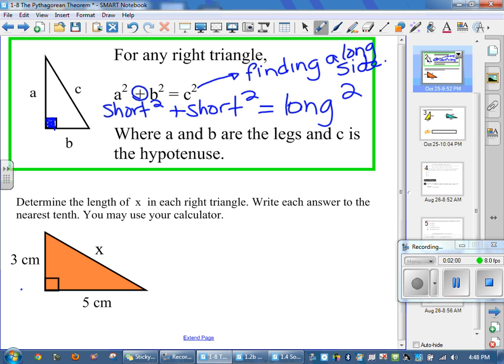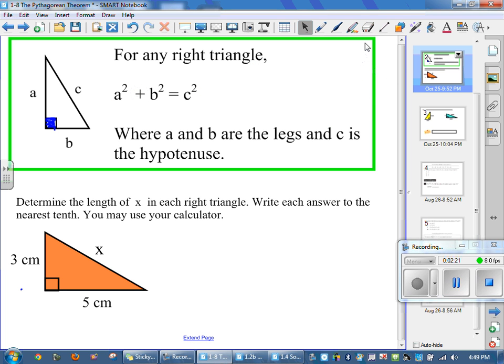Now, we're not always finding a long side. What if I need to find one of the short sides? Does it matter which one I need to find? No, I just need to be able to do inverse operations. So I'm going to change my Pythagorean theorem to solve for A or B. This is how it would look.